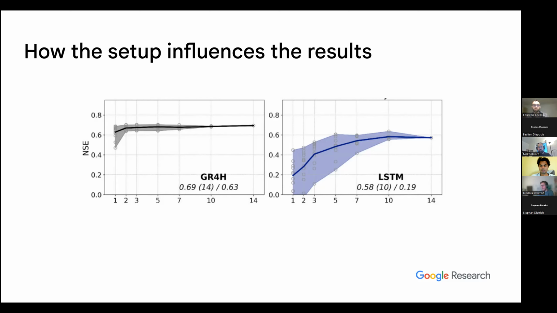I think the question is, how good can you get with a model given the optimal setup for each model individually? And for GR4H, the best setup is to train the model individually to all basins. I would also not compare an LSTM that I train regionally to a GR4H that I train regionally, because that's unfair to the GR4H. But similarly, the LSTM, if you train it regionally, will give you completely different results.